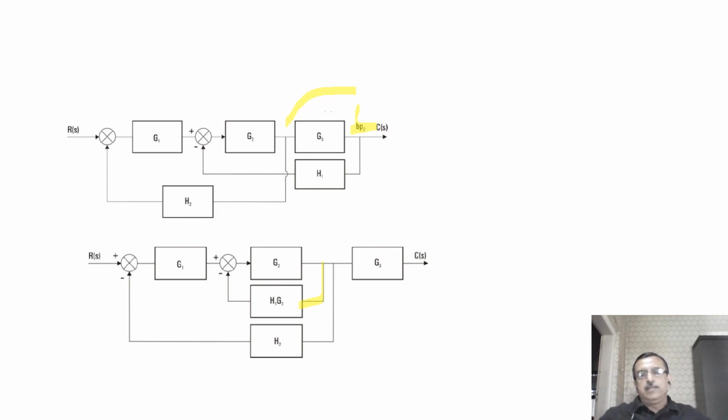What should be my next step? Are there any cascade blocks? No. Are there any parallel paths? No. Are there any loops? So what is a loop? You should be very clear about loop.